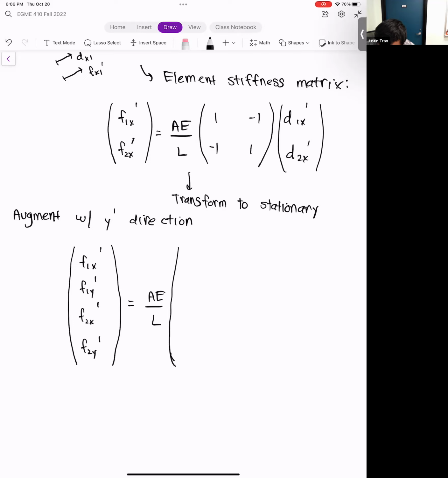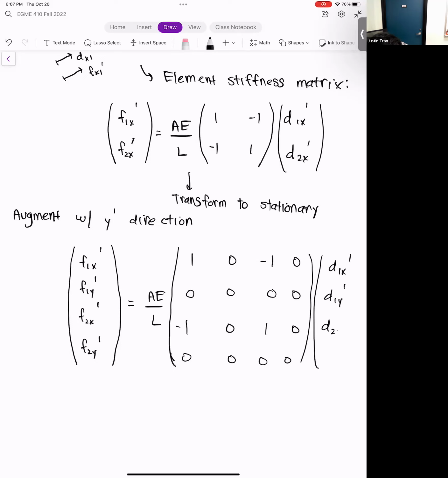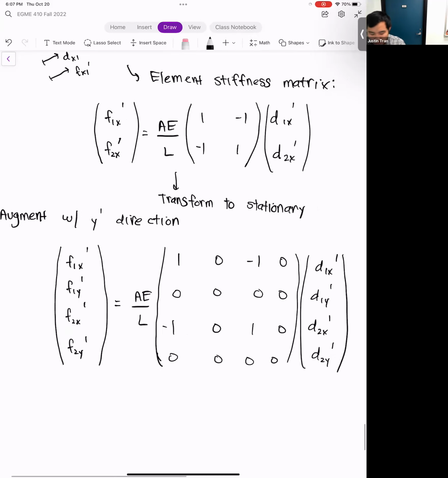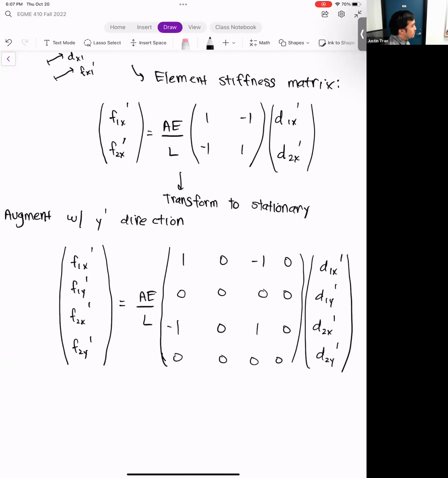When we do that to the matrix, everything that gets added is going to be added as a 0. So we have 1, 0, minus 1, 0, 0, 0, 0, 0, minus 1, 0, 1, 0, 0, 0, 0, 0, multiplied by d1x prime, d1y prime, d2x prime, d2y prime. All I did for that step is add the y prime directions, but because this truss is not going to deform in the y prime direction, I've just added zeros to all those entries.